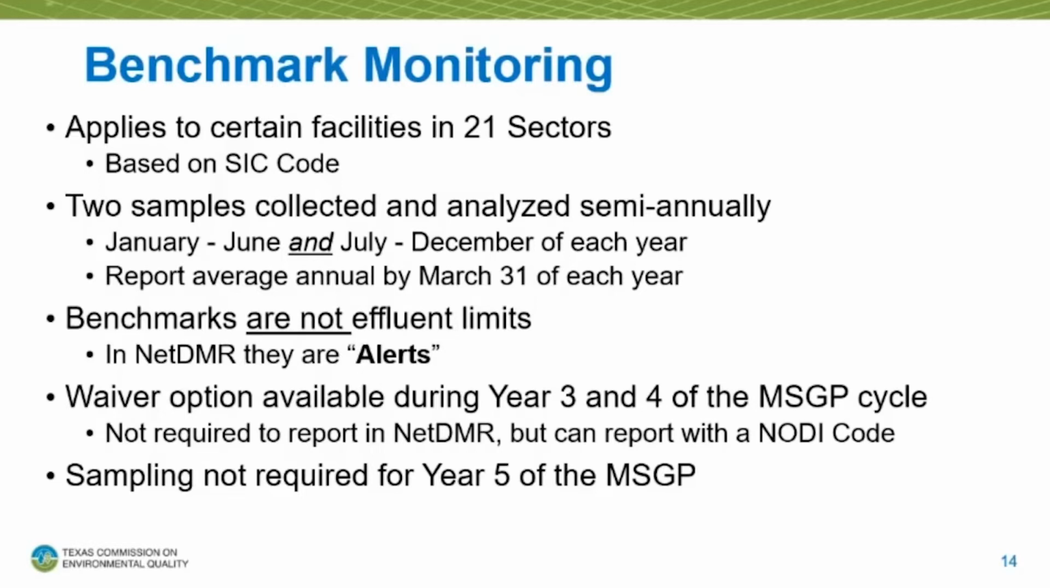And that's really because of how the monitoring periods follow a calendar year schedule, but the general permit itself is issued in August of every year. And so it just makes it a little bit more challenging to keep up with the different timelines. And so for that reason, there's just no requirement to do the benchmark monitoring in year 5.